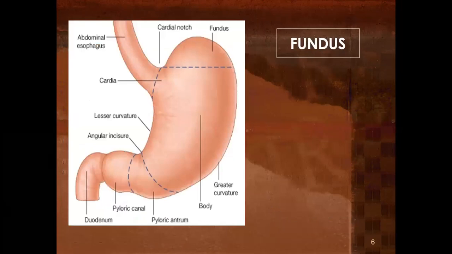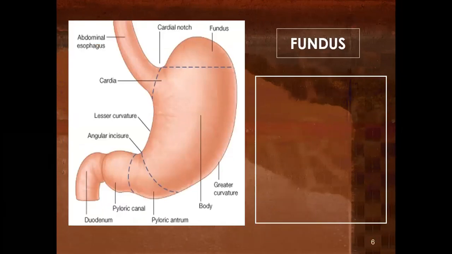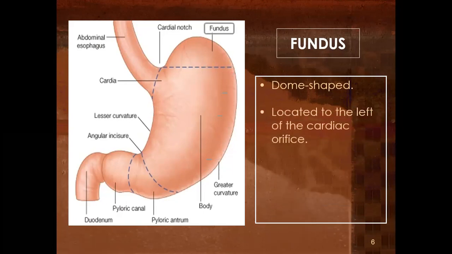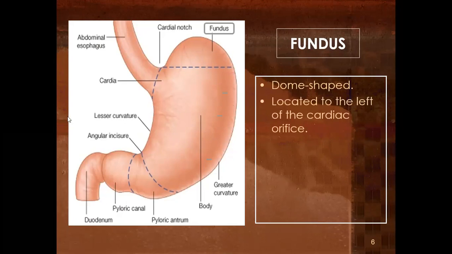Now coming to the next part, the fundus. The fundus is the dome-shaped structure which is above the opening of the cardiac orifice. If you draw a line from here, this is called the cardiac notch. At the cardiac notch, if you draw a horizontal line, then whatever is above that is called the fundus. It is a dome-shaped structure located to the left of the cardiac orifice, and above it.